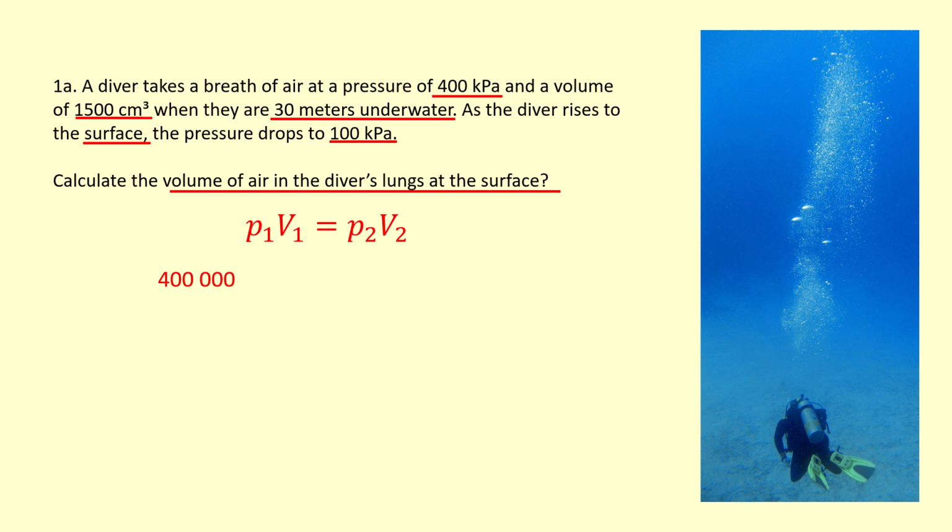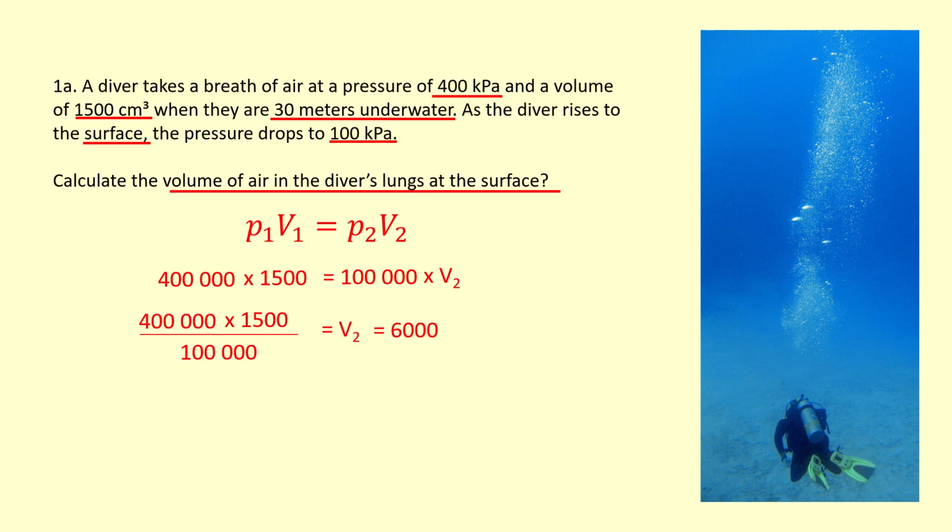The volume at the beginning, deep underwater, was 1,500. Pressure when it rises to the surface decreased to 100,000 pascals. And then V2 is what we're trying to find. So divide both sides by 100,000 and we get a final volume of 6,000 centimeters cubed. Now this makes sense. If you look at it very carefully, the pressure has become a quarter, so the volume should become 4 times, which is what we see.